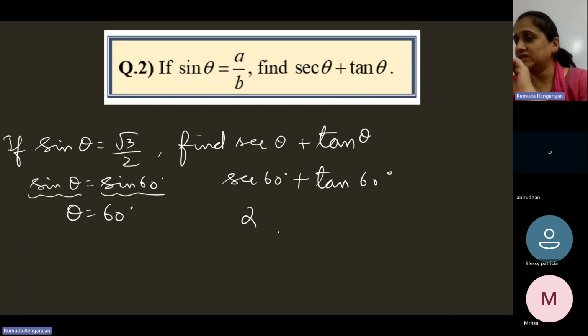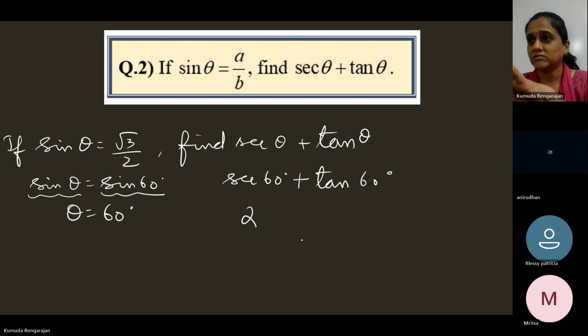For secant, cosecant, cot, I don't remember the values. I only remember sine, cos, and tan. And if I have to find secant, secant and cos are reciprocal ratios. So what is cos 60? 1/2, so 2/1. I remember only the first 3 rows, the values for sine, cos, and tan. So for secant 60, I immediately think of cos 60. Cos 60 is 1/2, so 2/1.